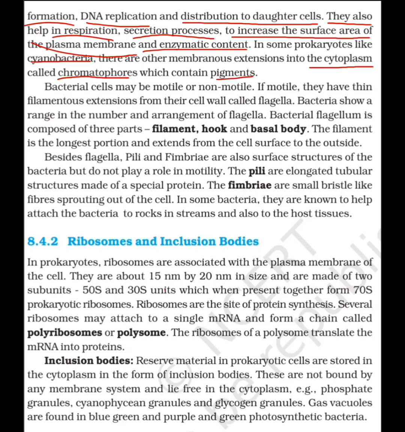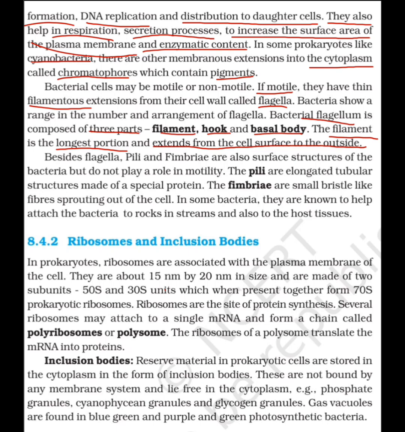Bacterial cells may be motile or non-motile. If motile, they have thin filamentous extensions from the cell wall called flagella. Bacteria show a range in the number and arrangement of flagella. Bacterial flagellum is composed of three parts: filament, hook, and basal body. The filament is the longest portion and extends from the cell surface to the outside.